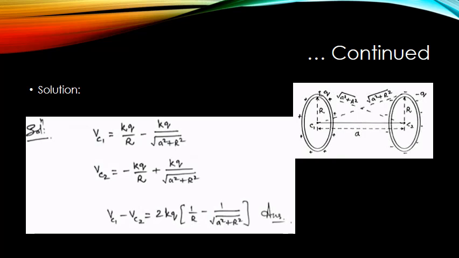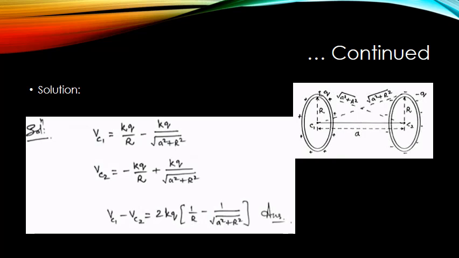Now at the center of the first ring, that means at point C1, the electrostatic potential is given by kq by r minus kq by under root a square plus r square. Here the first term is the electrostatic potential at point C1 due to the positively charged ring, and the second term is electrostatic potential at C1 due to the negatively charged ring.